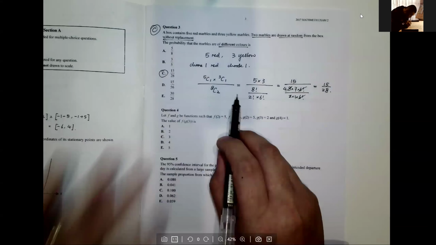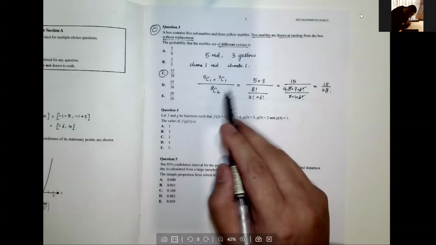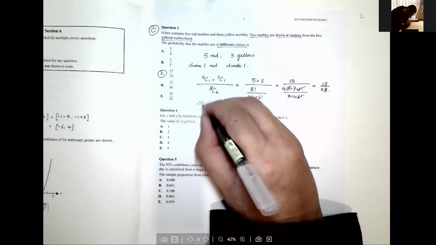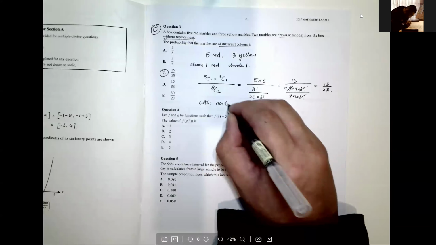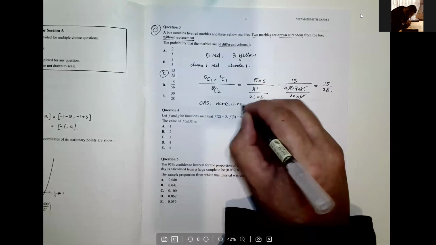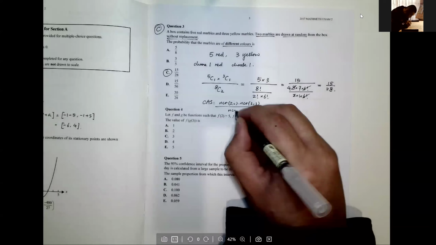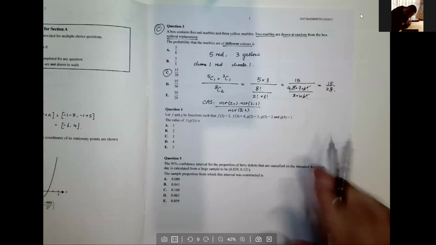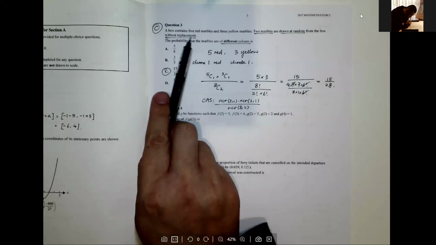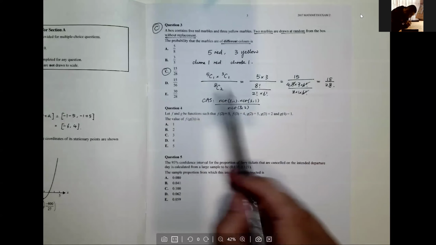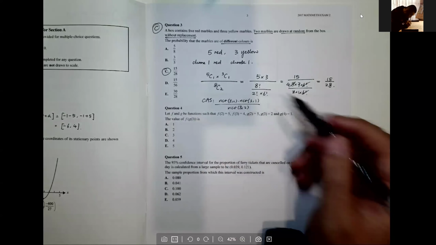You can also use a calculator to evaluate this expression, like for the Casio here, nCr: 5 choose 1 times nCr 3 choose 1, all divided by nCr 8 choose 2, okay? Anytime you see the phrase without replacement, you can use the counting method, the hypergeometric distribution.